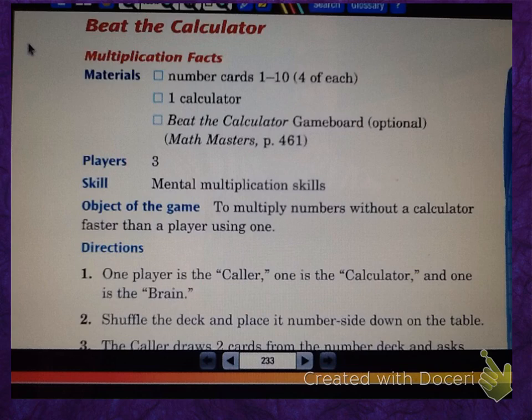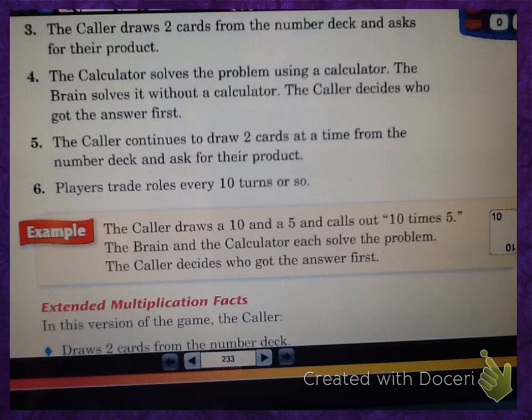So in our directions, we have 1 player is the caller, 1 is the calculator, and 1 is the brain. You're going to shuffle the deck and place it number side down on the table, and the caller is going to draw 2 cards from the number deck, and they're going to ask for the product. The calculator person solves the problem using a calculator. The brain solves it without a calculator, and the caller decides who got the answer first. The caller continues to draw 2 cards at a time from the number deck and ask for their product. Players trade roles every 10 turns or so.